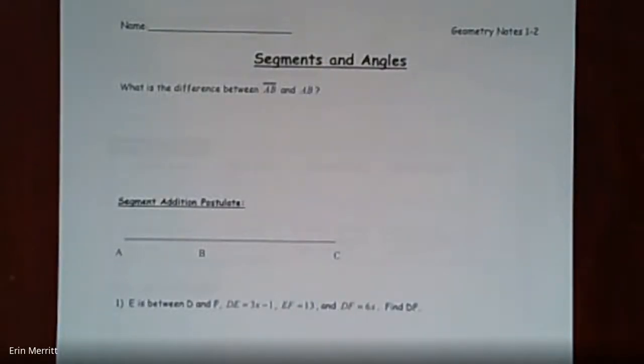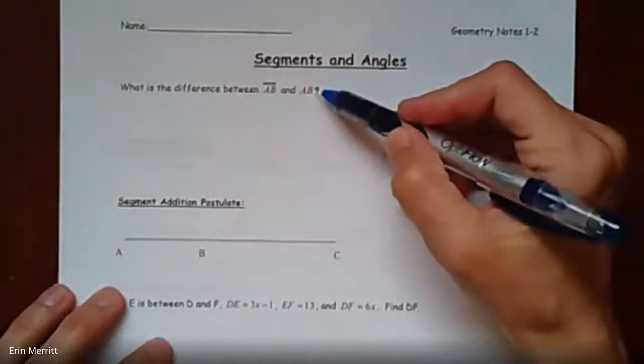Hi guys, it's the day 2 notes of Unit 1, and we're going to be talking about segments and angles and a bunch of the different properties they have. So the very first thing that the notes reference is what's the difference between AB with the bar over it versus AB without the bar.